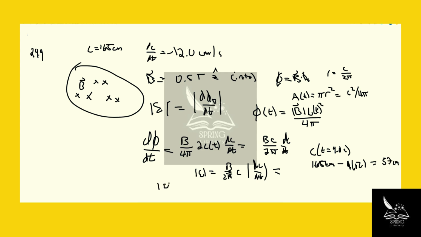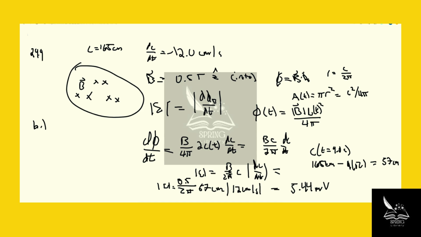So let's calculate this now. We have 0.5 tesla over 2 pi times 57 centimeters times 12 centimeters per second. If we plug this all in using SI units, we see it comes out to 5.44 millivolts. Cool. So now let's do part B.